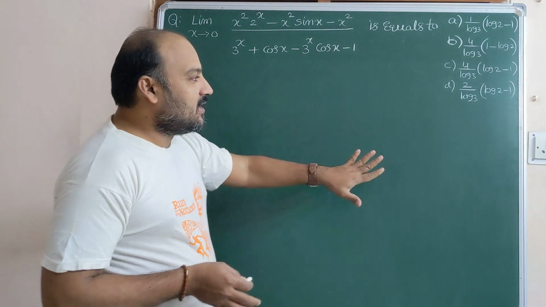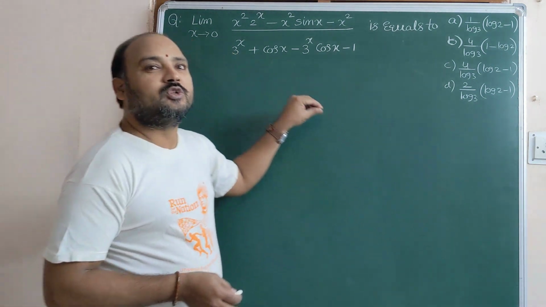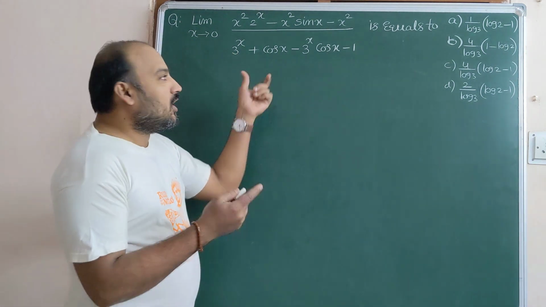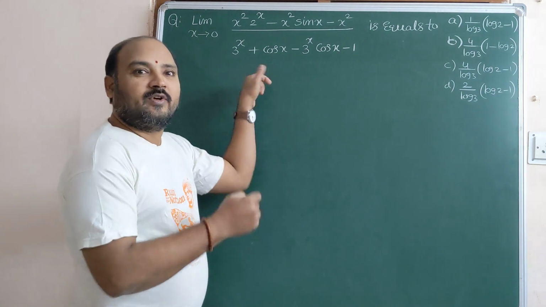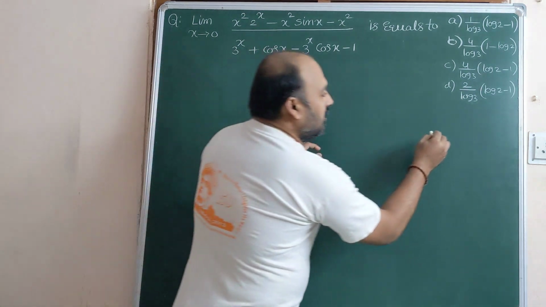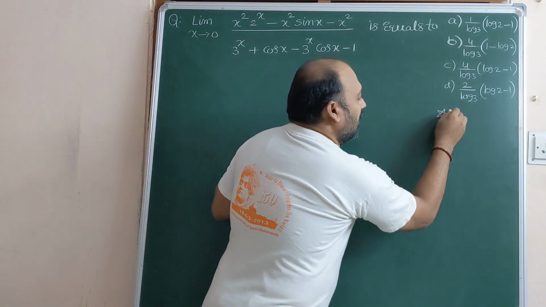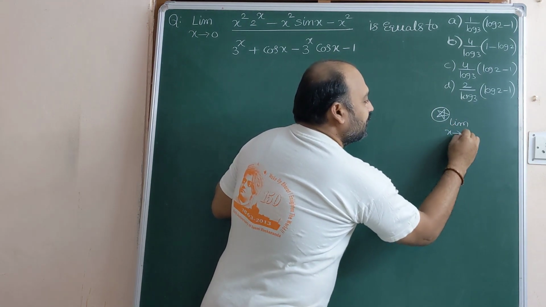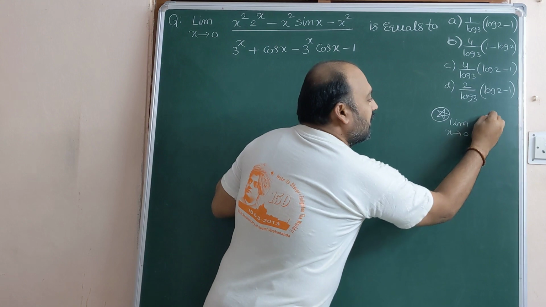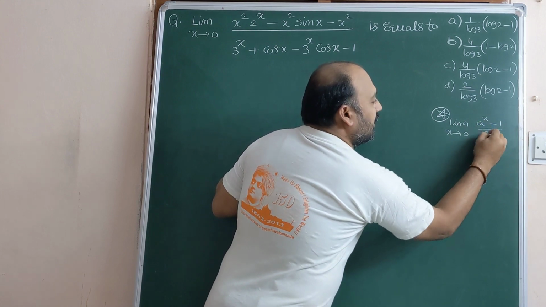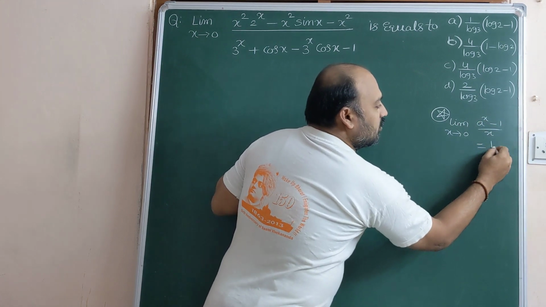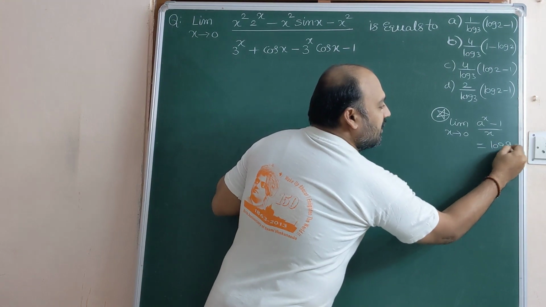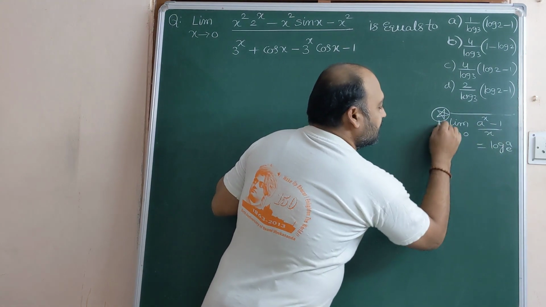First, I will write here what formulas we are going to apply. Later on, I will explain how and where to apply them. So here, I am going to apply one formula: limit x tends to 0, (a^x − 1)/x is equal to log a to the base e, the first formula.